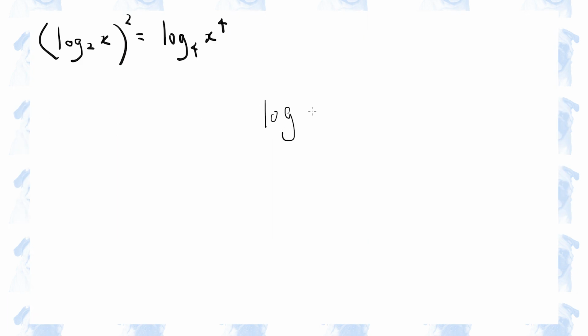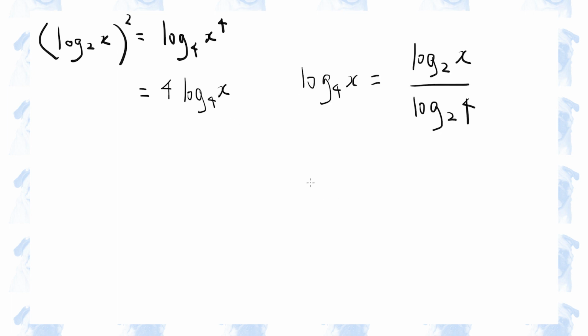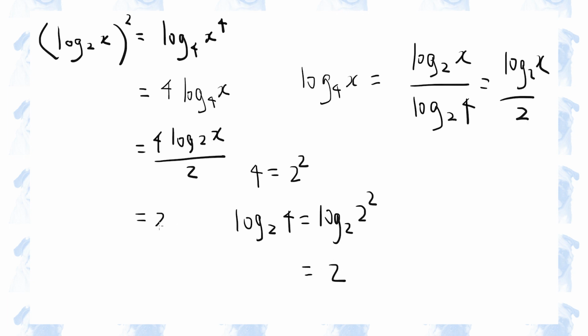Recall that log a raised to the power of b is b times log a. So the exponent 4 can be moved to the front. Next, let's use the change of base rule to change the base 4 to base 2. Now, since 4 is 2 squared, log base 2 of 4 is log base 2 of 2 squared, which is 2. So the right-hand side becomes 2 log base 2 of x.